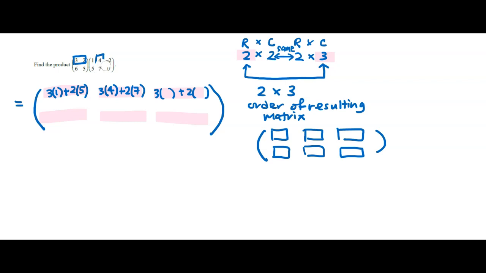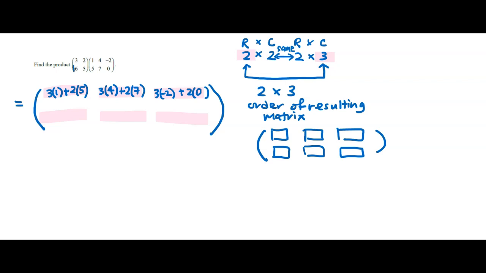So I'm going to erase this again. And I'm going to take the first row, 3 and 2, multiply with the third column here. So the 3 will be multiplied with the negative 2. The 2 will be multiplied to the 0. So my first row is done. What I'm going to do next is erase all this, because I'm going to proceed to the second row of the first matrix.